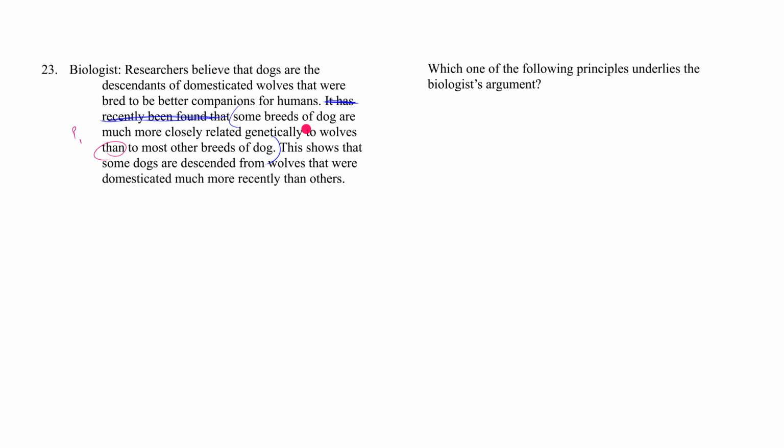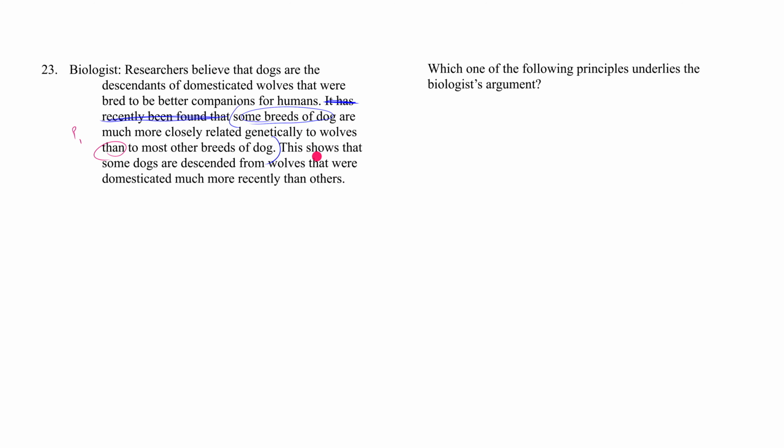When did we realize this claim? Recently. Okay, that's all this bit of language is doing. So I'm going to drop that because it's not relevant for the comparison. What's the comparison? Well, where's the noun? Right? Where's the noun in this sentence? Here's the noun. Some breeds of dogs.